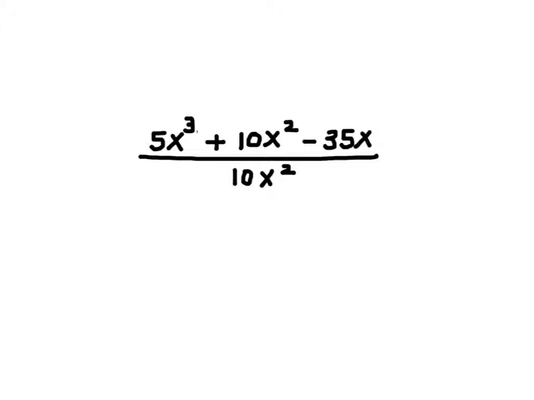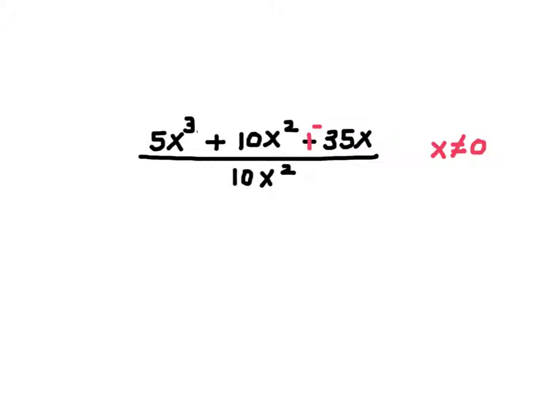Here's a rational expression. Let's simplify it. First, I'm going to change the subtraction to add the opposite, and I'm also going to point out that I have a domain restriction, that is x cannot equal 0. If x does equal 0, then 10 times 0 squared is 0, and we have a divide by zero error in the denominator. Okay, let's keep going with this.